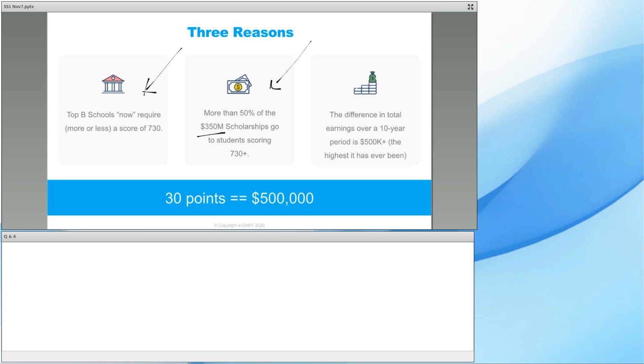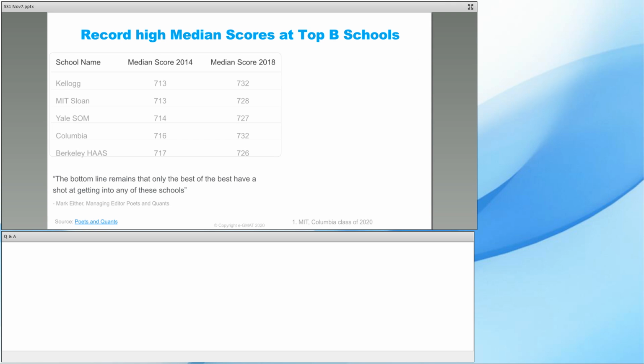The second thing is, if you're looking for scholarships, a good chunk of that scholarship money, in the US alone, we give out about $350 million worth of scholarships, a good chunk of that money goes to people who get a score of 730 or higher. And then the delta in total earnings over a 10-year period, between those who graduate from a top school versus those who don't, is about $500,000. And this number, $500,000, is the highest that it has ever been overall.